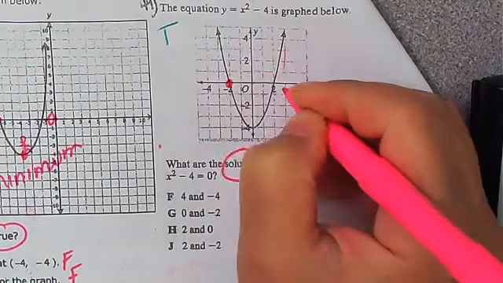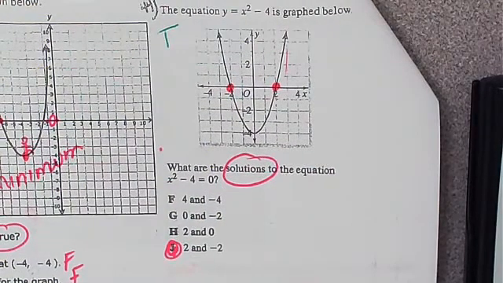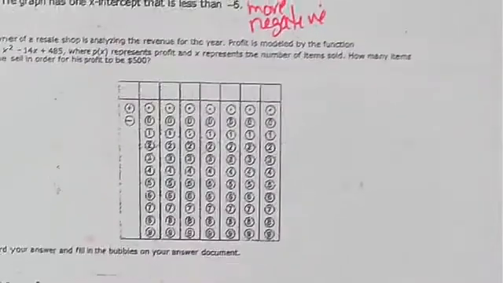Here's the graph. Find the solutions. Find the x-intercepts. Well, I don't even need to graph it because it's already there. Where are you crossing it? At -2 and 2.